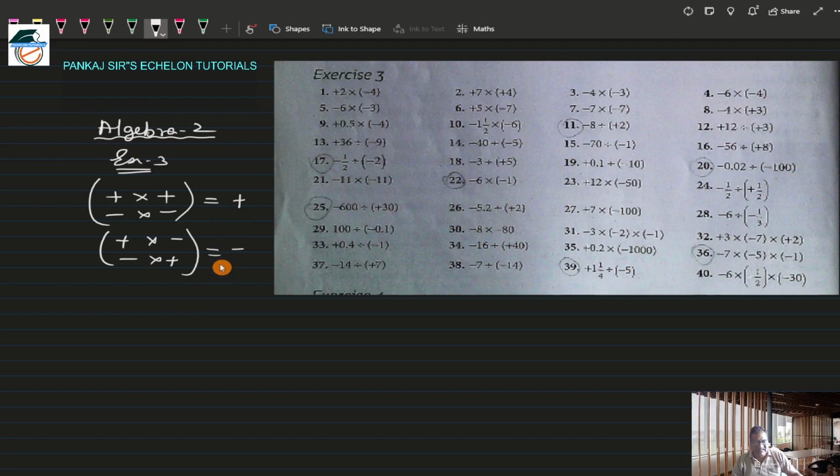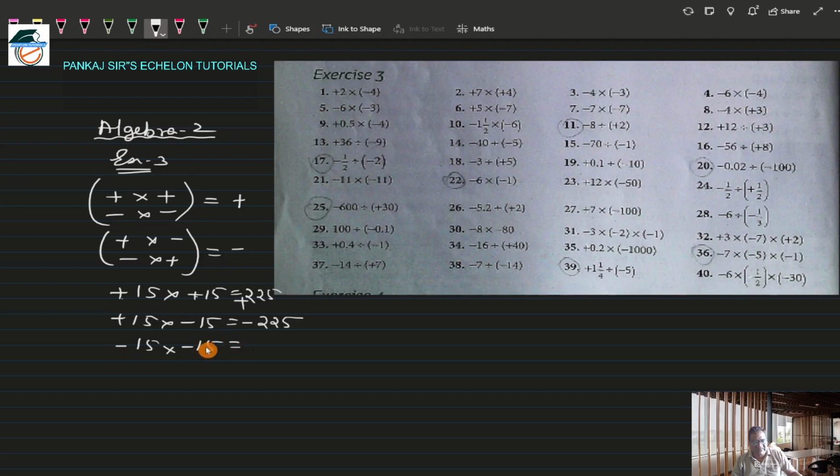After deciding the sign of the product, all you have to do is take the numbers, ignoring the sign, and multiply them out. For example, plus 15 times plus 15 will be 15 into 15, which is 225, so it will be plus 225 because plus into plus is plus. Now if I do plus 15 into minus 15, plus into minus is minus, so the answer will be negative 225. Is that clear?